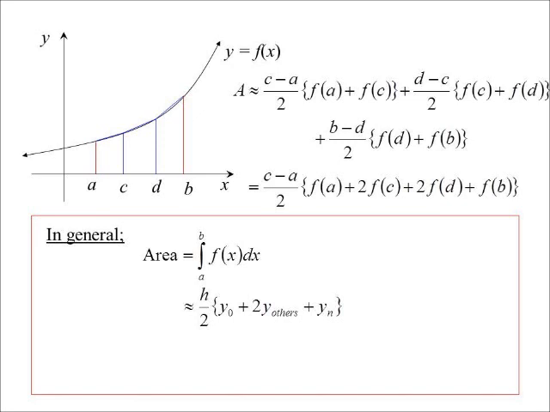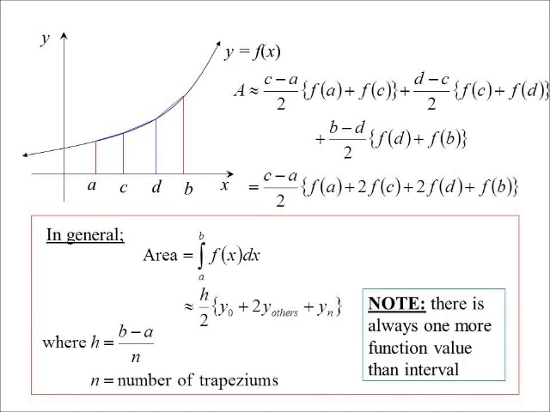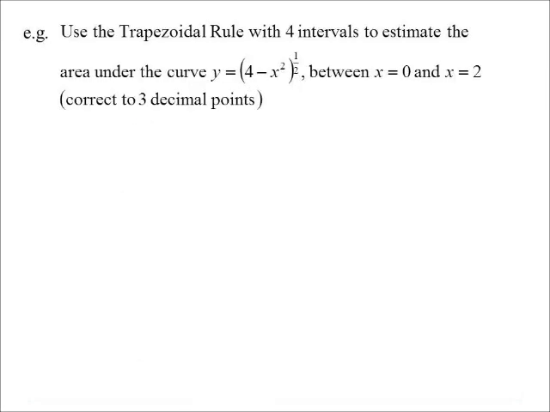To work out the height of the trapeziums, we'd go b minus a, and we'd divide it by however many trapeziums we want to use. Keep in mind, you'll always end up with 1 more function value than the number of trapeziums, because each trapezium has 2 function values involved, and so we'll end up with 1 more. Let's have a look at an example.